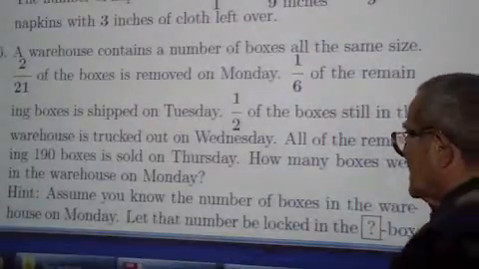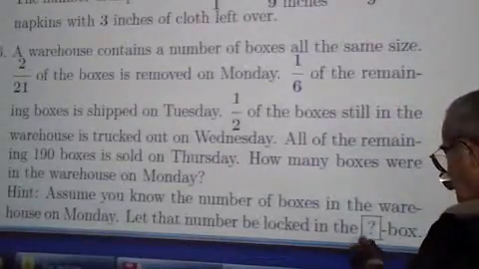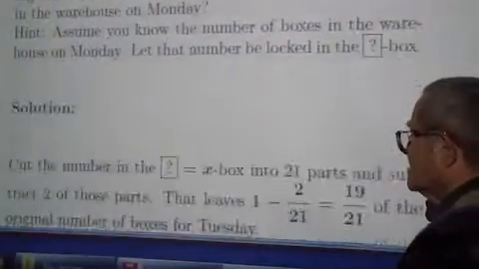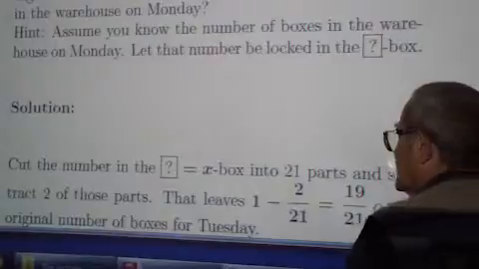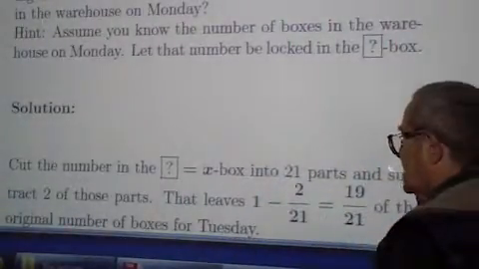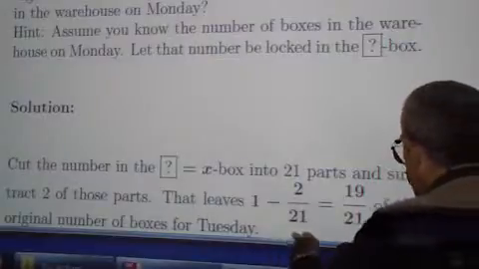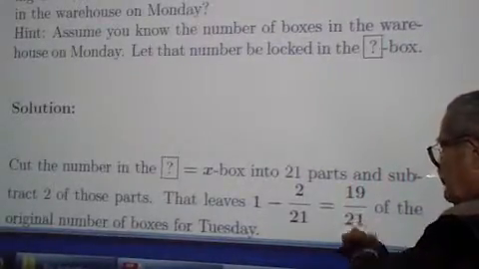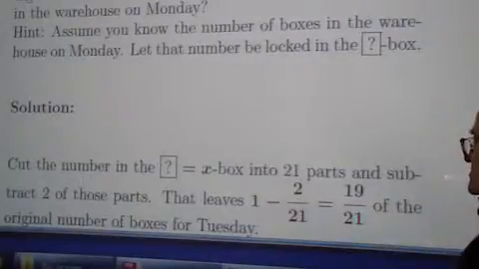How many boxes were there originally? Ooh. Well, as I gave you a hint earlier, I have the number in this box. Call it the X box. So I have to divide that box into 21 parts, 2 of which I remove, and I'm left with 19 over 21 of the original boxes.